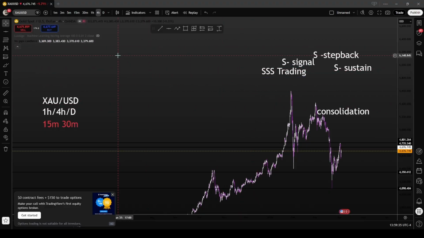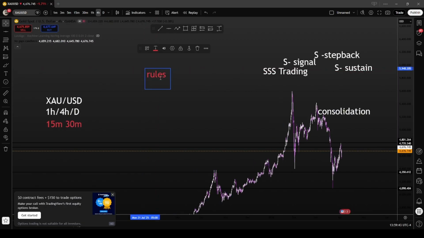One last thing I would also like to say, and we are going to go over it right now, are the rules. We are going to be going over the rules of trading SSS, okay? These are not even the rules of trading SSS. These are just rules that you need to have because they're good rules for trading.